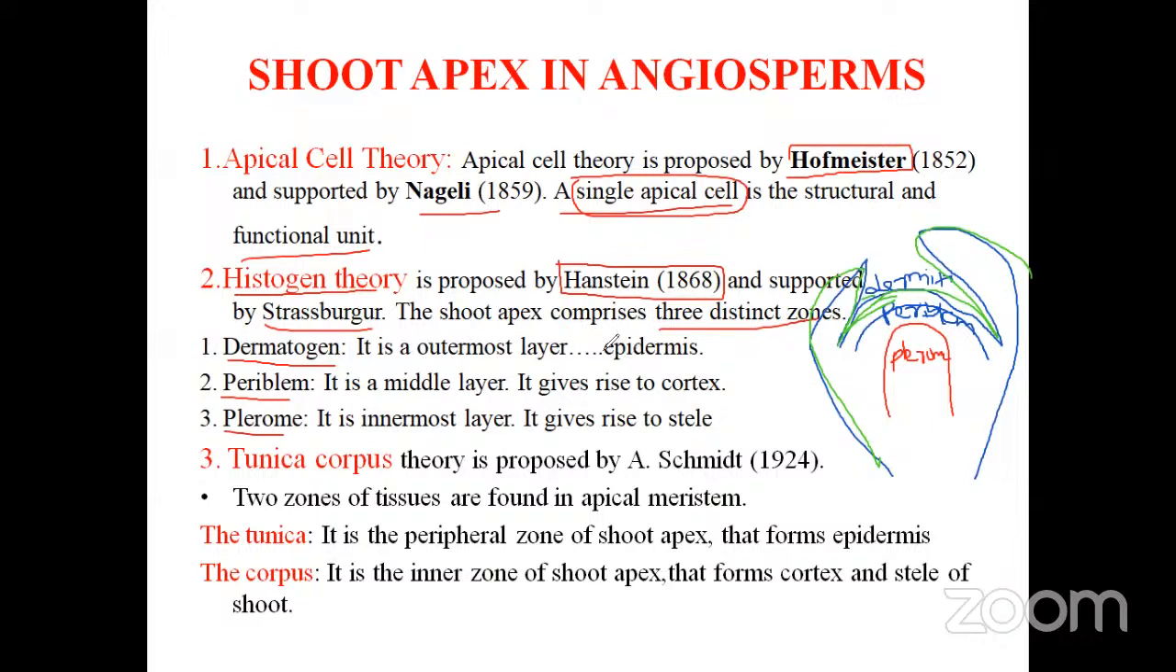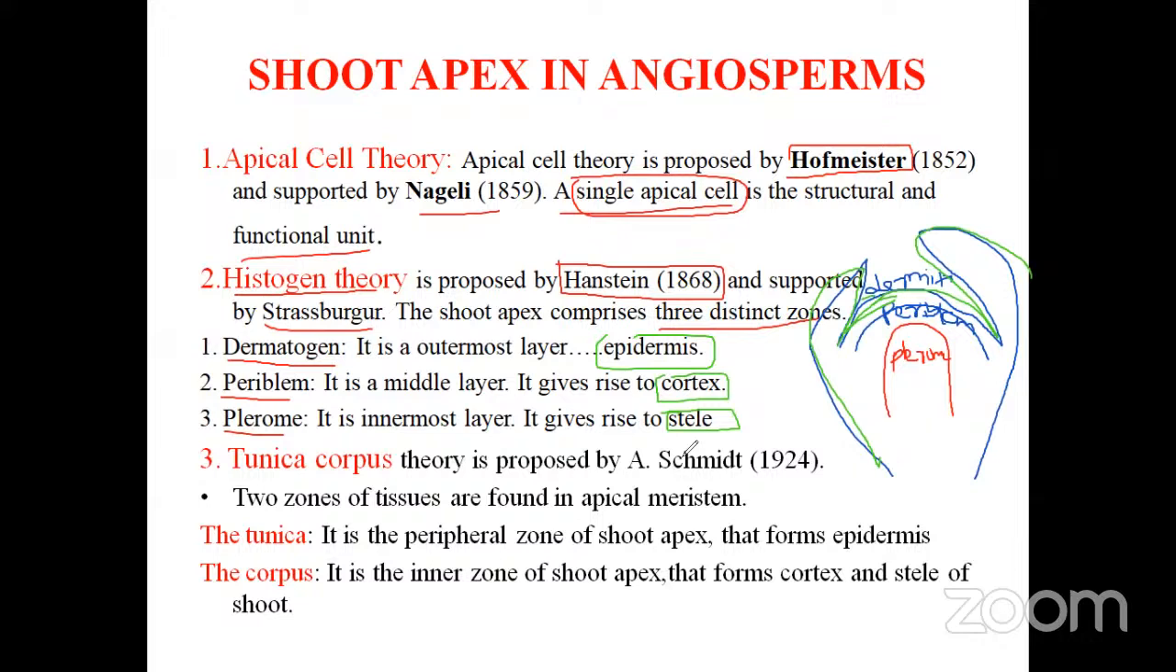Dermatogen is the outermost layer. It forms the epidermis. Completed. Periblem is the middle layer. This middle layer gives rise to the cortex. The plerome, you can guess, is the innermost layer and gives us the stele and all stele parts.